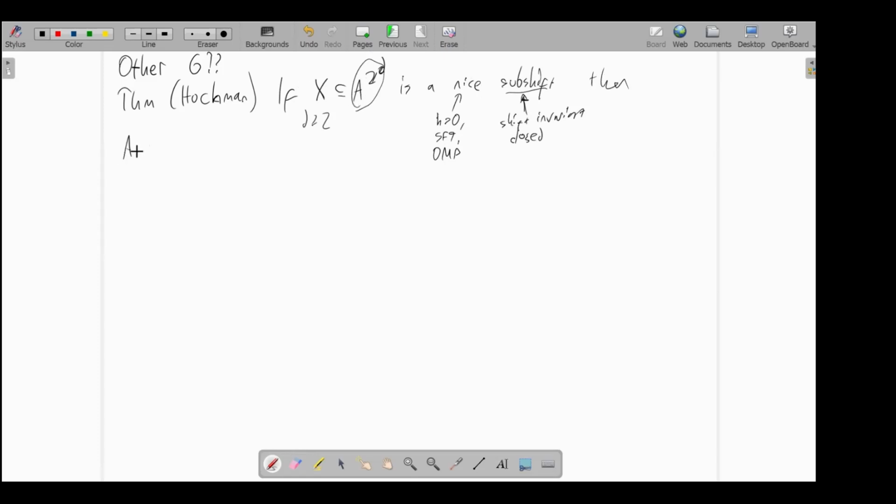Then the automorphism group of any B^Z embeds in the automorphism group of X. And for a subshift, it's defined the same. It's just the shift commuting continuous functions, and they would just be the restrictions of reversible automorphisms of the full shift restricted to this X. Okay, so that was Hochman's theorem.